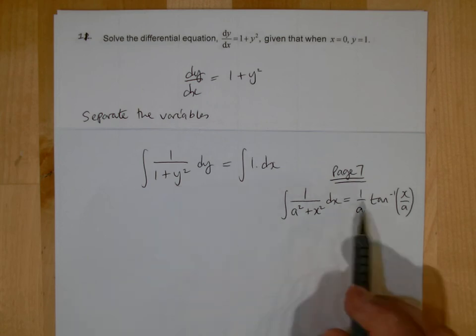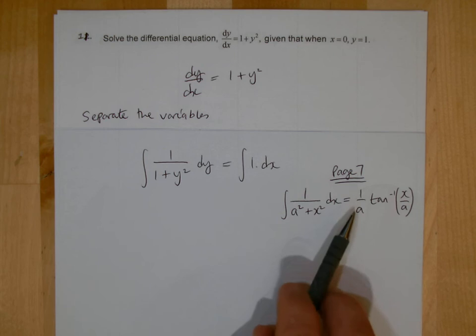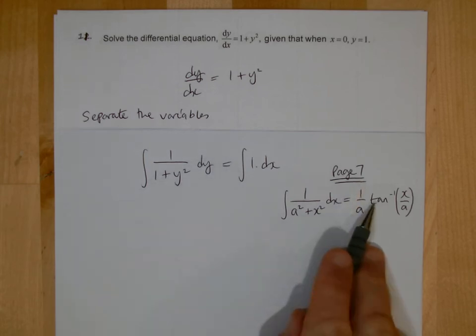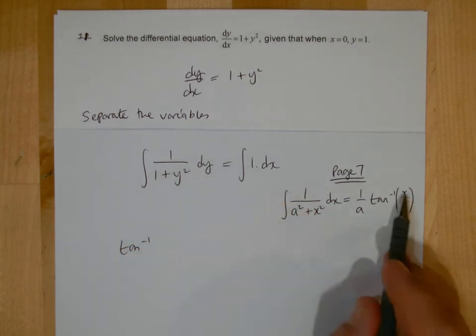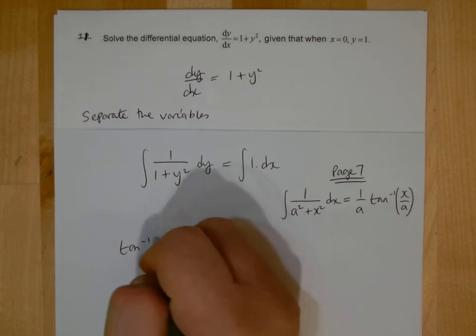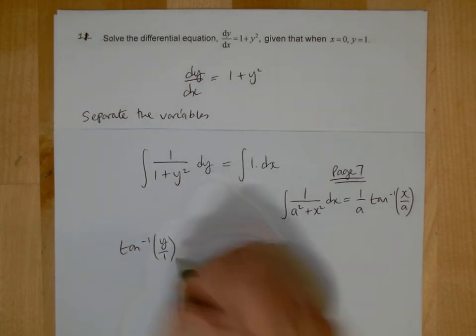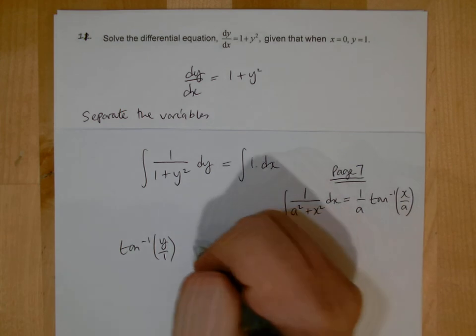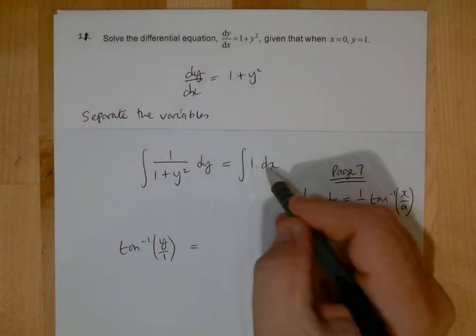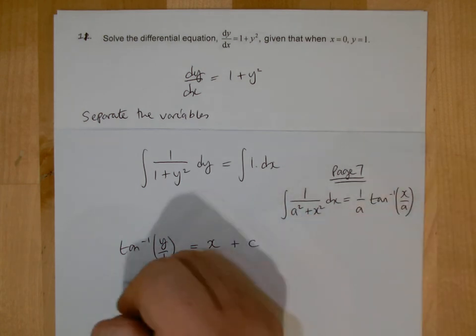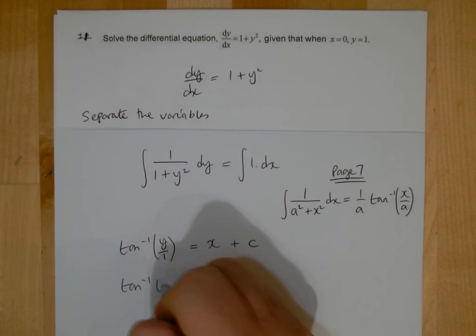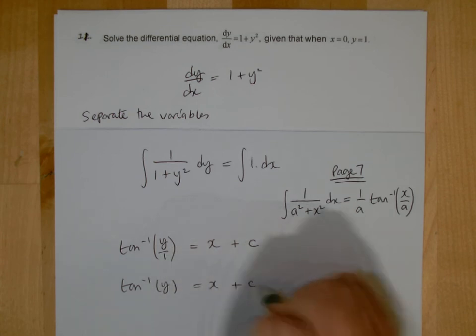Okay, so the result, using this, will be 1 over a, right? So a is 1, so it'll be 1 over 1, which is just 1, so I don't need to write that, tan to the minus 1, and then of course it'll be x over a, so that will be y over 1, okay, which is just y, and that equals to then 1 integrated just becomes x plus then my c. Okay, so I've got tan to the minus 1 of y equals to x plus c.